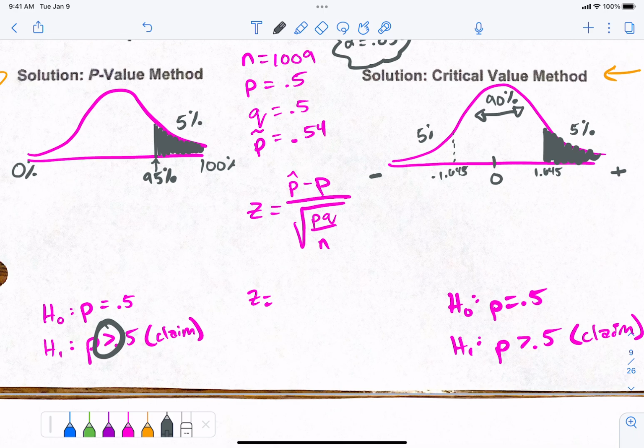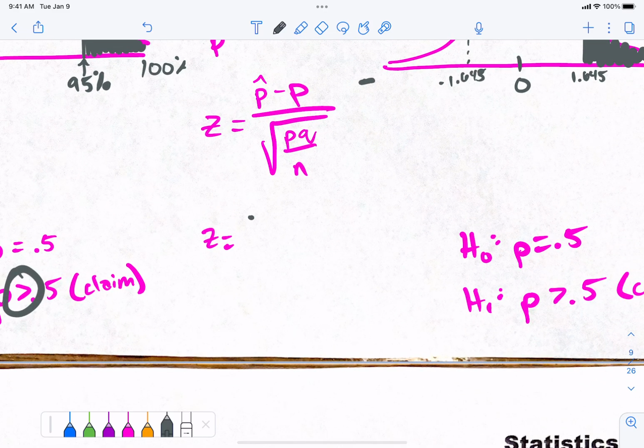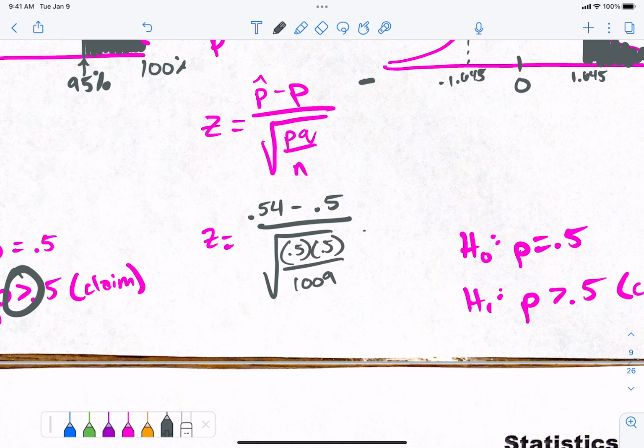What would you like to do now? What's the next thing? Solve for z. Okay, let's find our test value z. P hat is 0.54 minus p, which is 0.5. At this point, are we going to be a positive z value or a negative z value? Positive, because 0.54 is bigger than 0.5. Over the square root of 0.5 times 0.5 over 1009. It's 2.54. You sure? I'm going to circle that number.